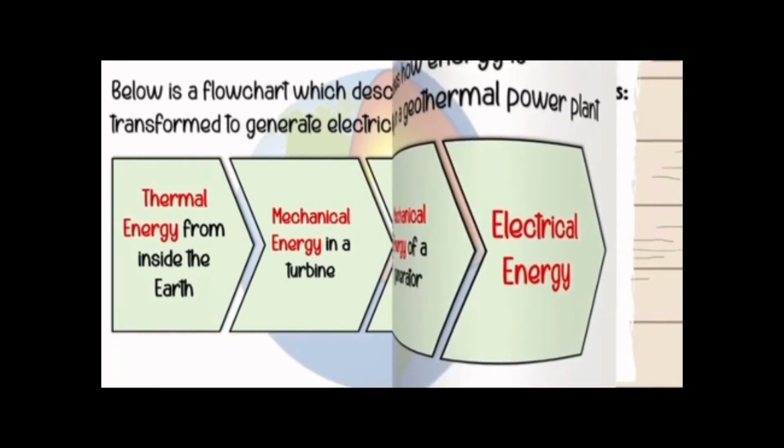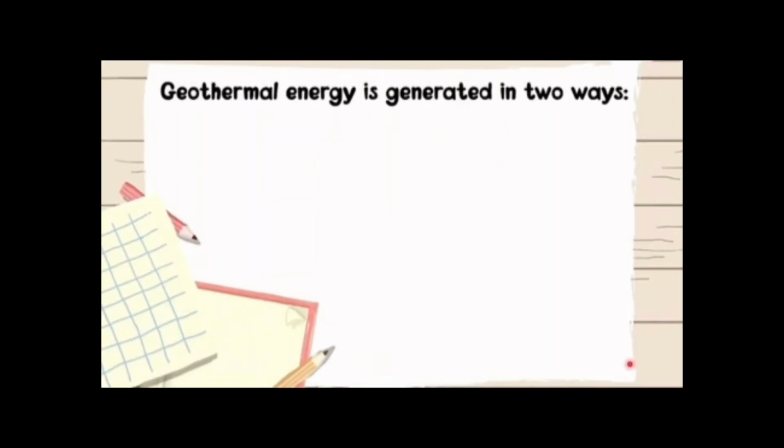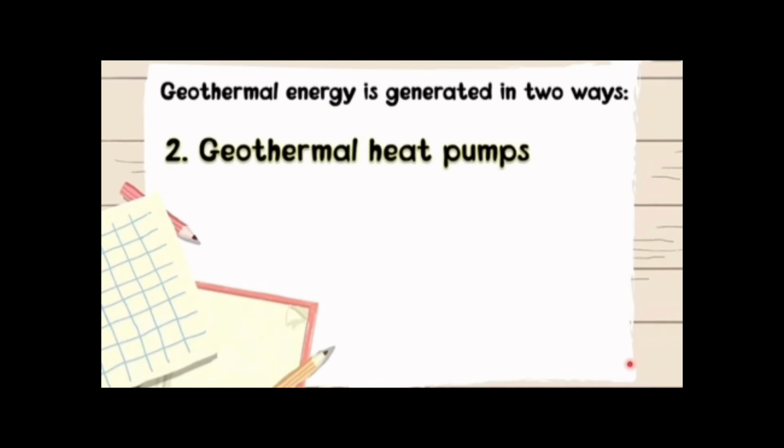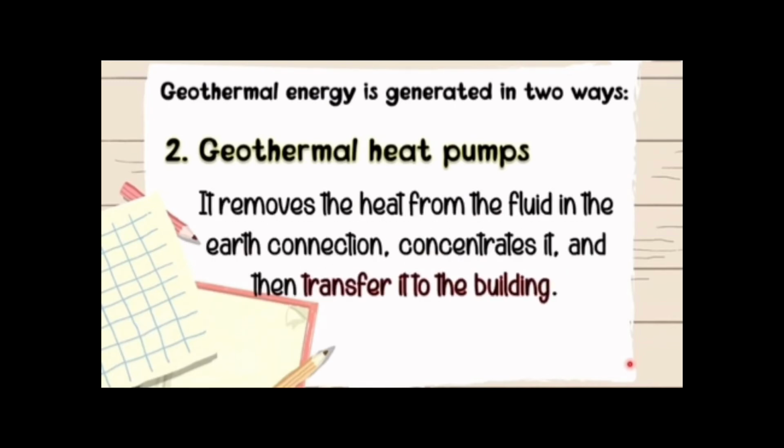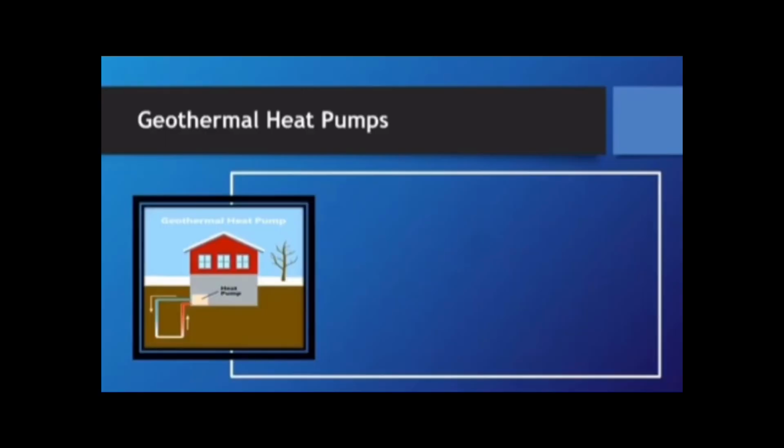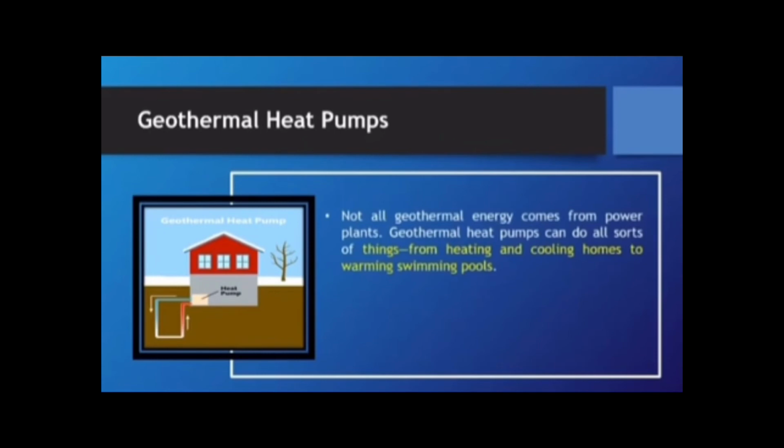Next, the second way to generate geothermal energy is through geothermal heat pumps. Geothermal heat pumps remove the heat from the fluid in the earth connection, concentrate it, and then transfer it to the building. The geothermal heat pump, also known as the ground source heat pump, is a highly efficient renewable energy technology that is gaining wide acceptance for both residential and commercial buildings.